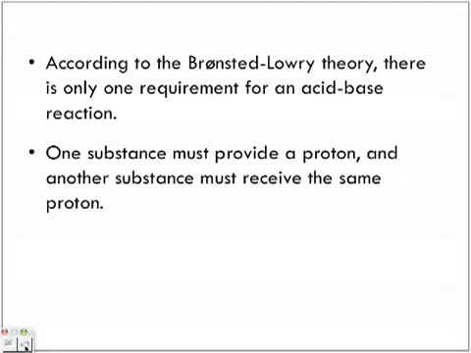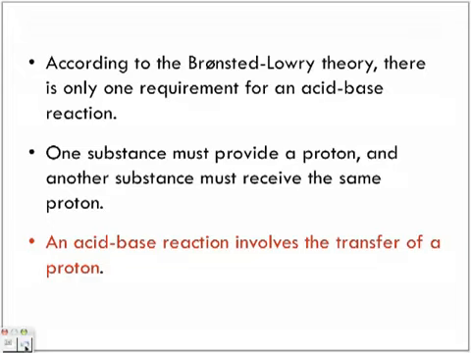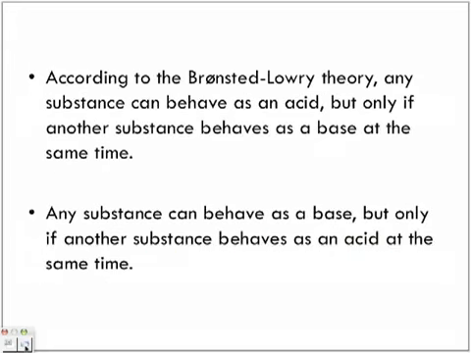So technically, anything can act like an acid, anything can act like a base. An acid-base reaction involves the transfer of a proton. That's the key point here with the Bronsted-Lowry, and you need to be able to identify it. You had a reaction, you had a dissociation method. Can you tell from that if it was either Arrhenius or Bronsted-Lowry?